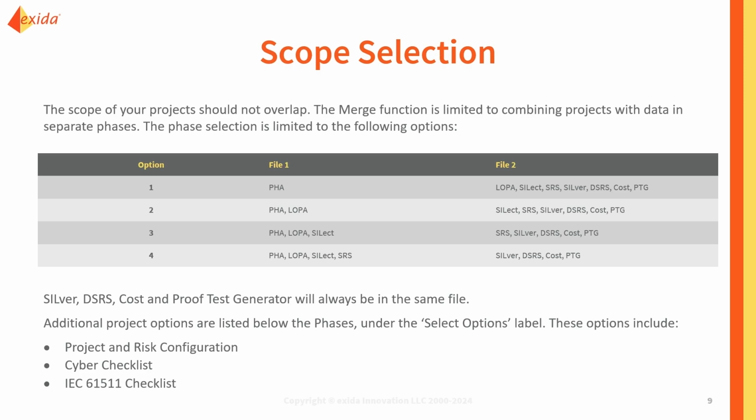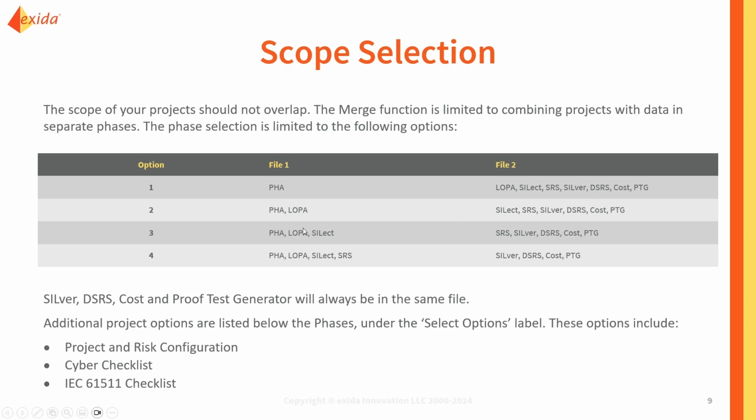Now, as I mentioned before, we really want these project files to have separate scopes in order to properly combine the data. And so there's only a few options we have in that case. And this slide helps to reflect exactly what those options are. So within the merge wizard, you could define a file that simply has your PHA data in it. That would mean that your other file would pull from LOPA, SIL selection, SRS, Silver, design SRS, cost, and proof test generator.